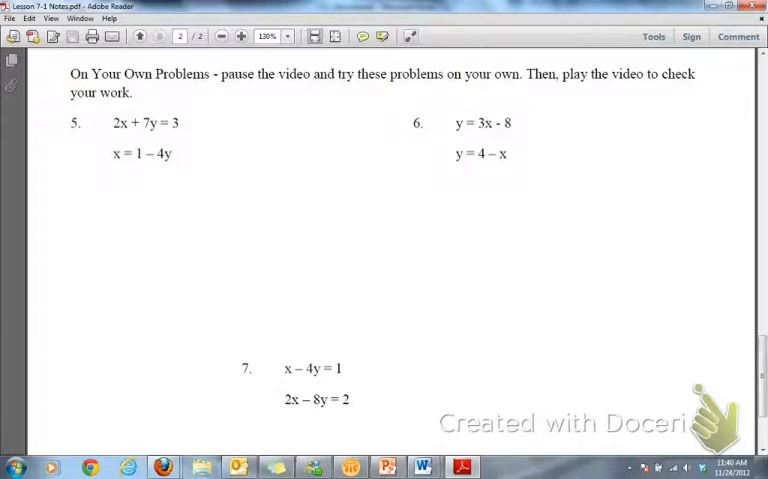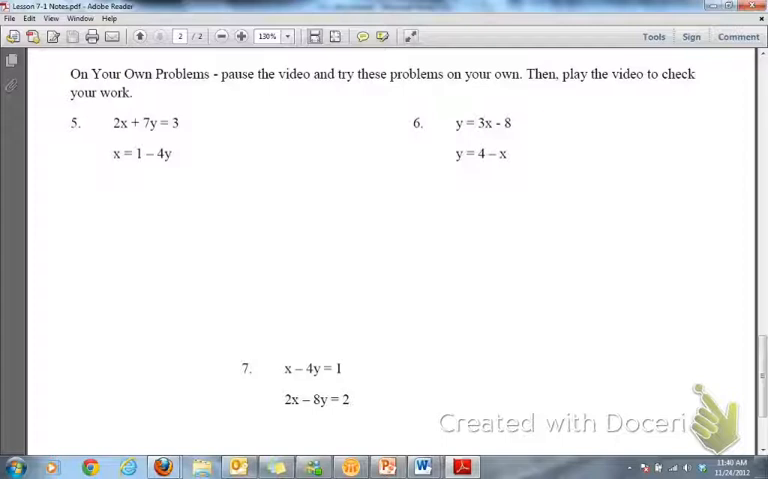Okay, so you should have done at least problem number 5 on your own. So maybe you're doing problem number 5 and then checking it, and then pause it to do problem number 6 and then check it, and then pause it and do problem number 7 and check it. The idea is that you try these problems on your own and then come back and check them with me.